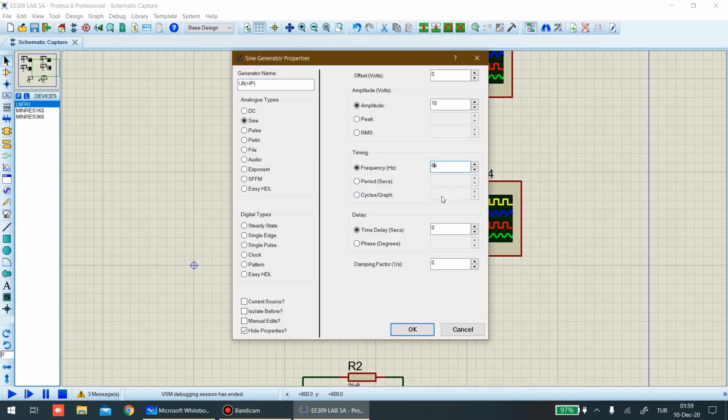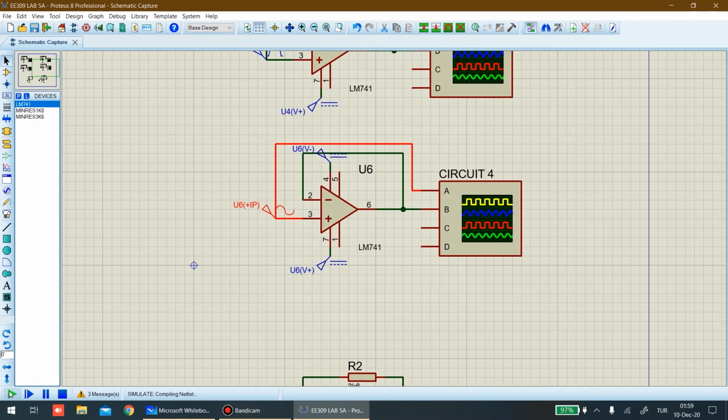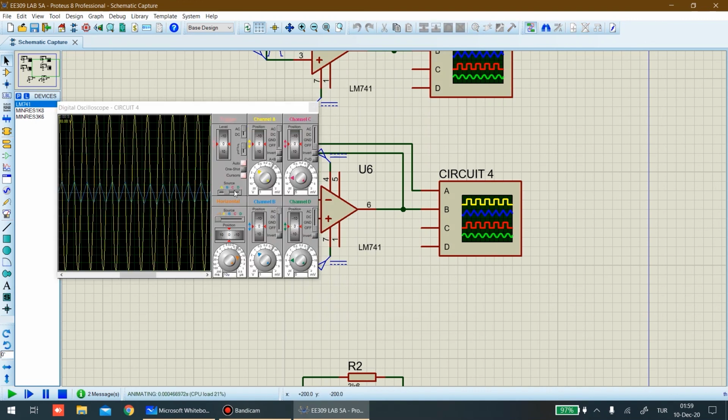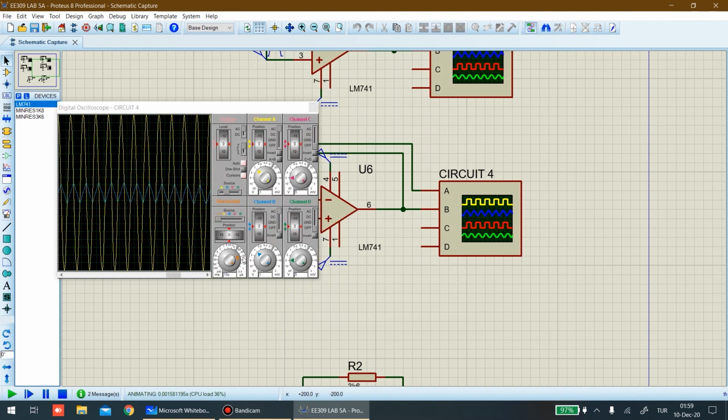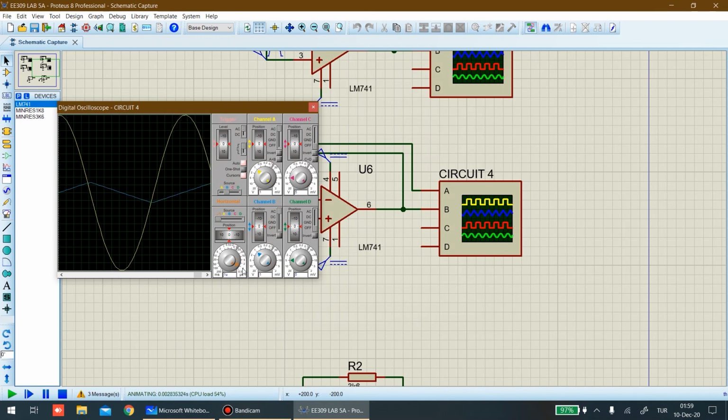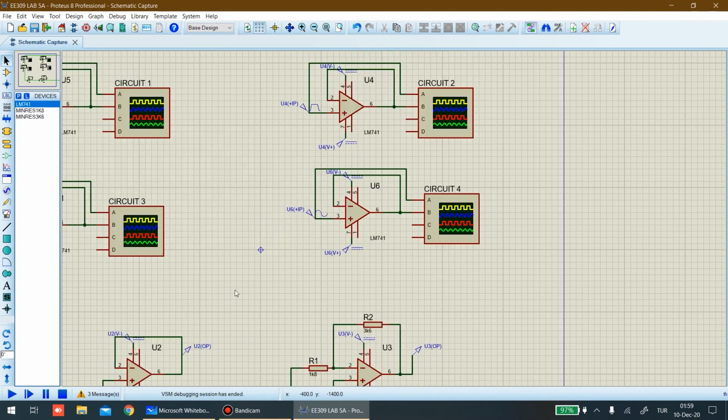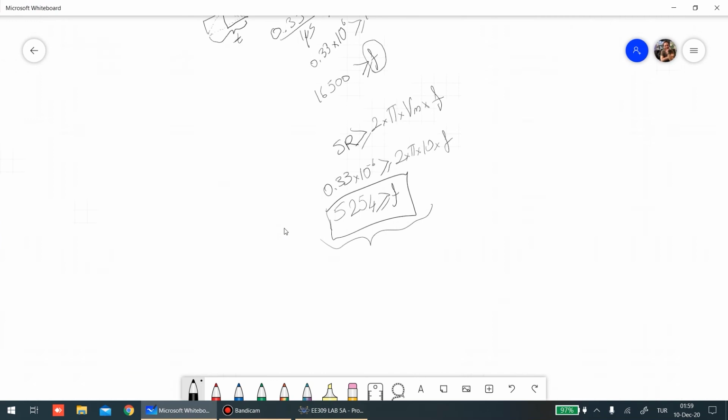For much bigger frequencies, by the way, now the output signal is completely trash. It is meaningless. So that was the concept of slew rate.